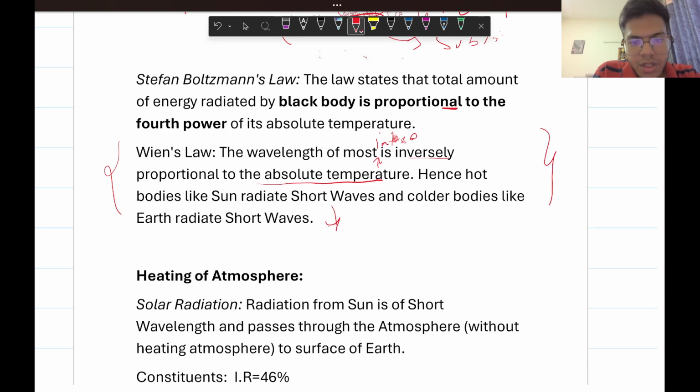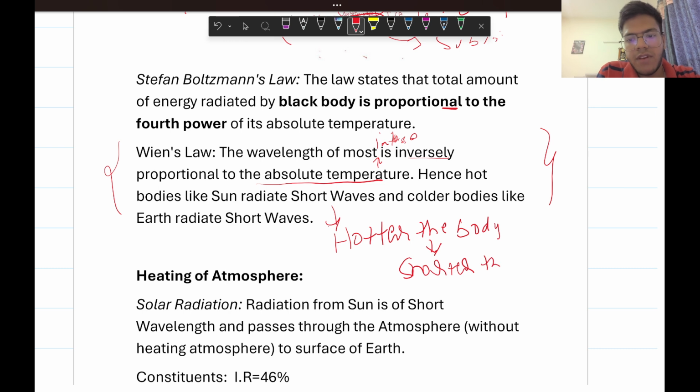If your body is hotter, then the wavelength is shorter. Just like in the case of earth and sun, we know the sun is very hot, because the sun has a temperature of even 6000 degrees Celsius, which we can't even imagine. So we know the sun is hot. So the radiations coming from the sun are of short wavelength.